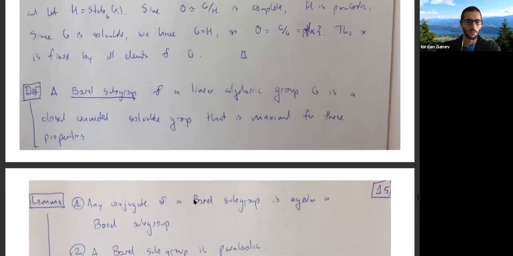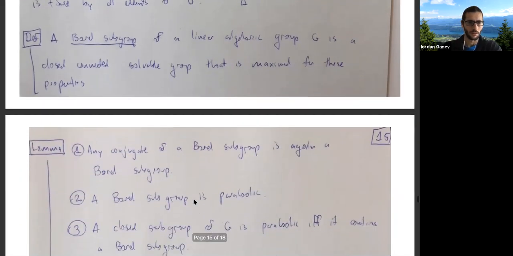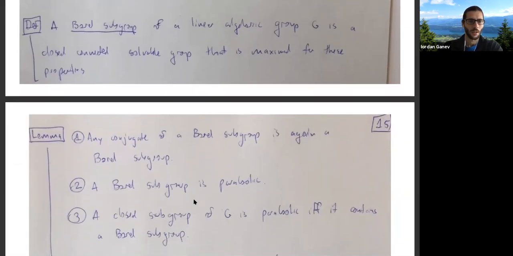Before giving some examples, let me state some facts. First of all, any conjugate of a Borel subgroup is again a Borel subgroup. Second, any Borel subgroup is in fact parabolic. And third, we can give another characterization of parabolic subgroups: a closed subgroup of G is parabolic if and only if it contains a Borel subgroup. So this is an equivalent definition of a parabolic subgroup. It just needs to contain a Borel subgroup.